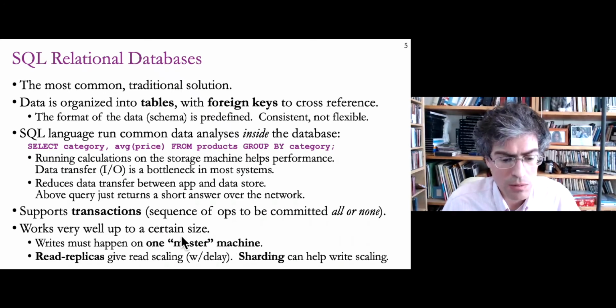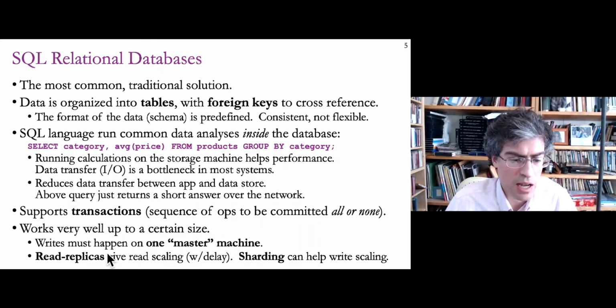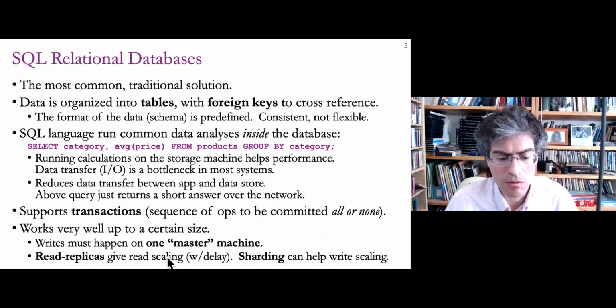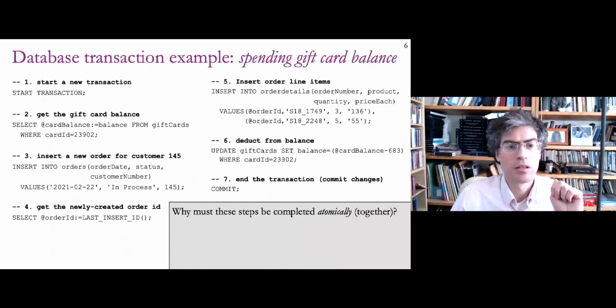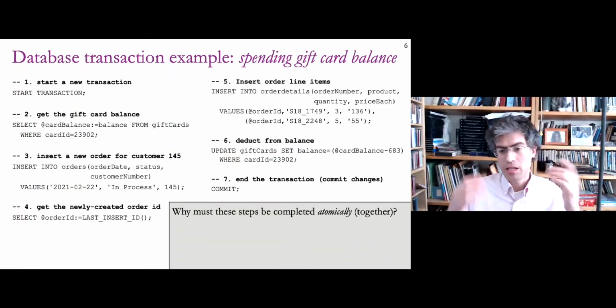And this works well up to a certain size. Writes have to happen on one primary machine. Sometimes this is called a master, especially in the old terminology. And you have read replicas that give read scaling after some delay. Sharding was a way to help write scaling. And that's just a review of SQL relational databases. Now, like I said, it's a good default choice.